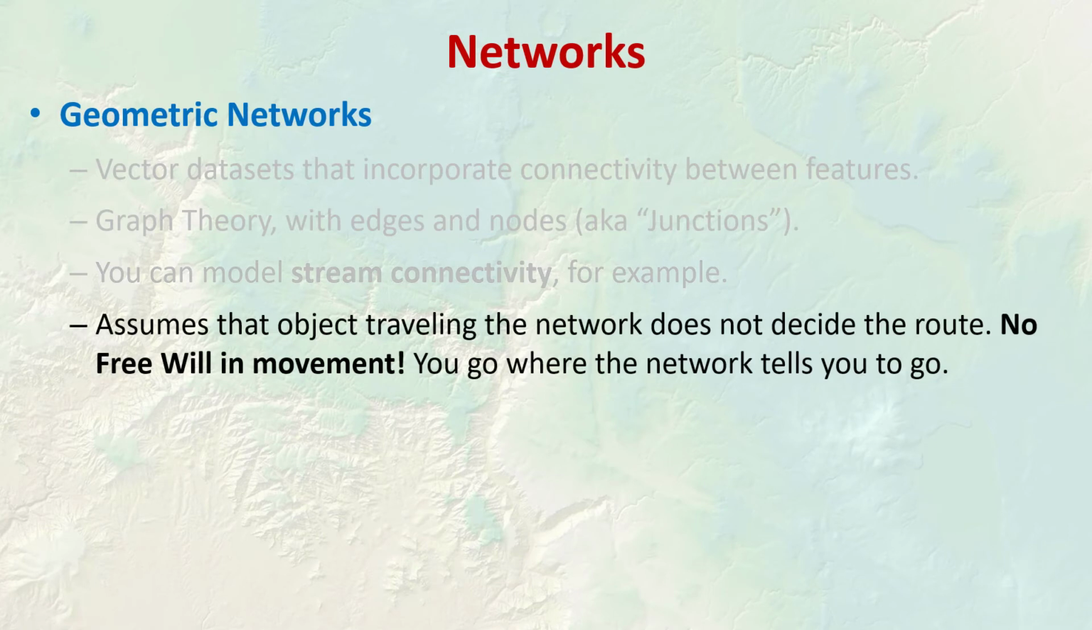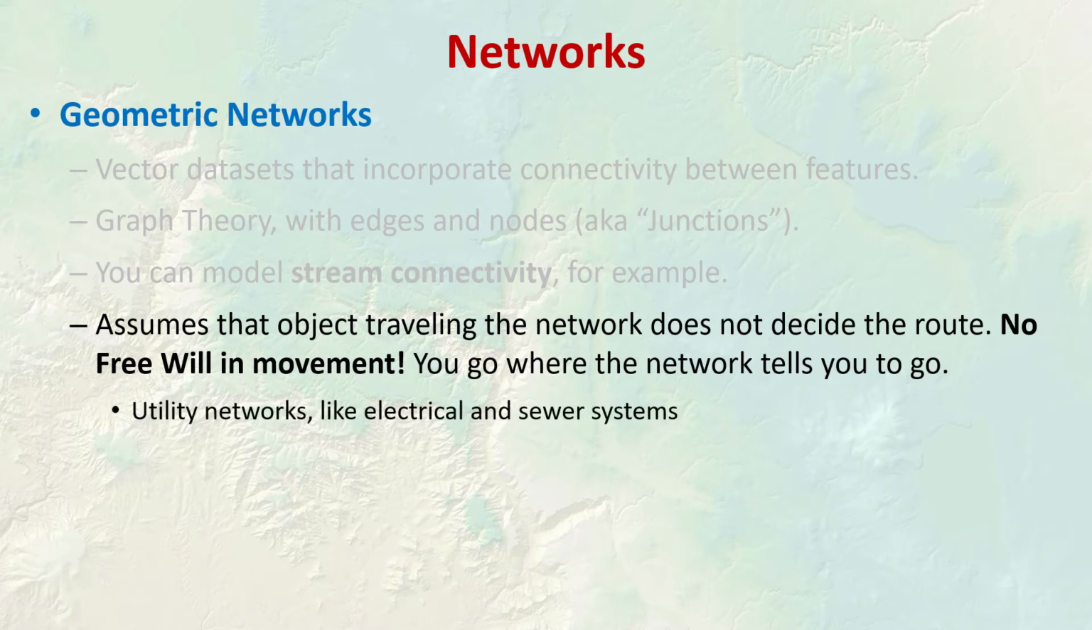The thing about them is that they assume that there is no free will. There are rules about the network that tell exactly how objects will move as they traverse that network. So this is why stream connectivity is a good example. Water's always going to flow the same way, right? It flows downhill. So a geometric network is appropriate for modeling stream connectivity. You're never going to have water flow backwards along that unless you have an earthquake or something.